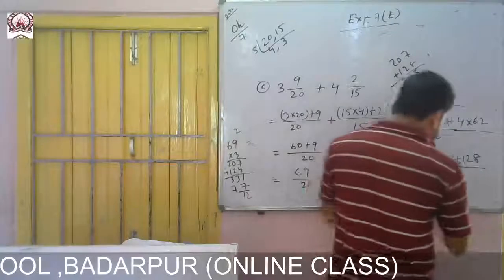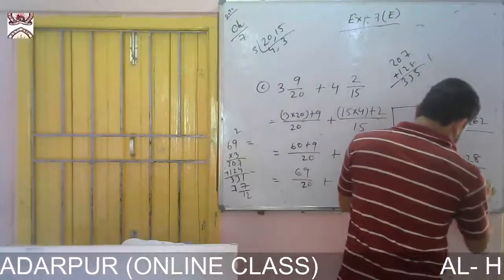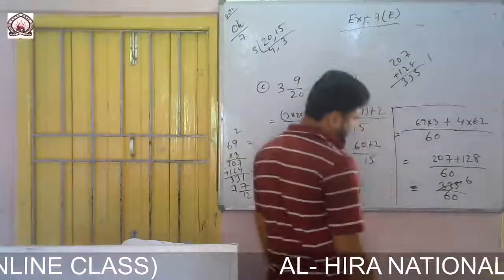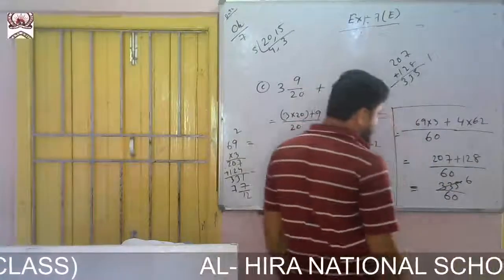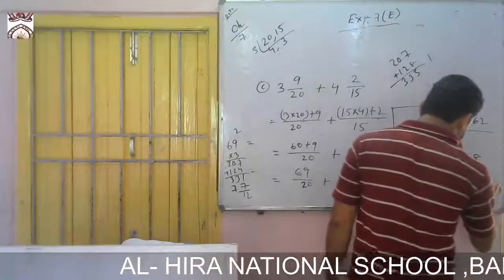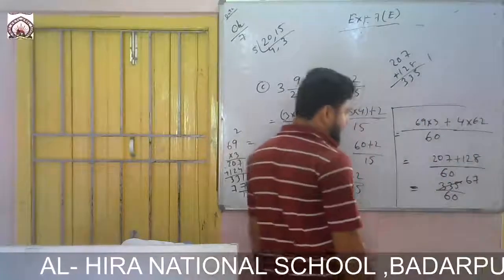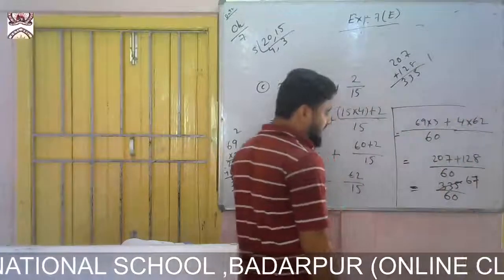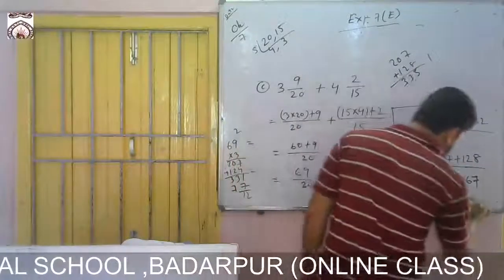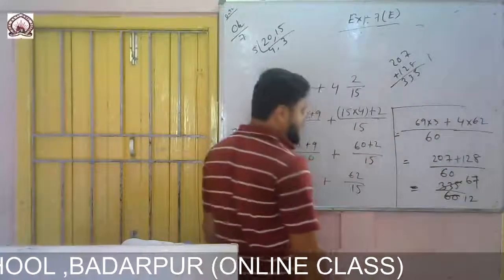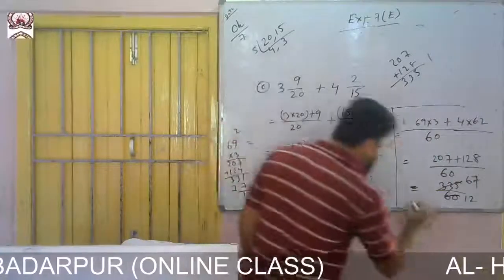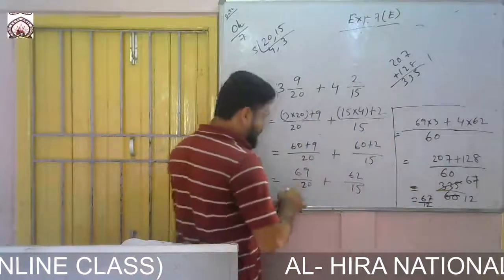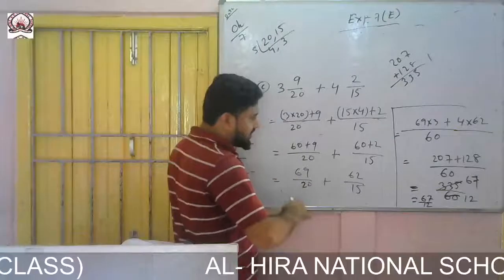With 5 if we cancel, then 3 with 5 6 are 30. Okay, 6 are 30 and 5 7 are 35. So remain 3, 5 7 are 35. 5 7 are what? 35. But this one what? 5 12 are. So answer coming what? 67 by 12. Now you solve. So 67 by 12.